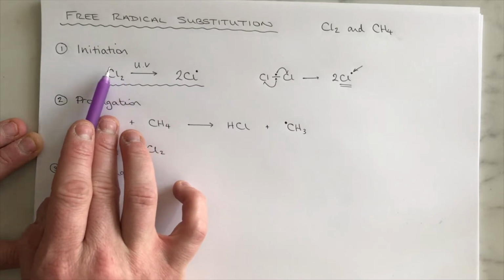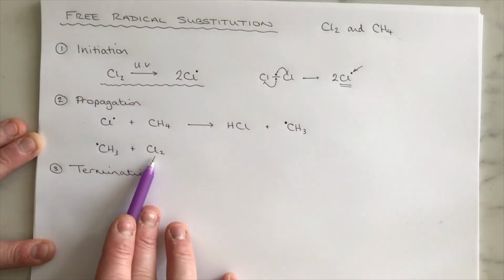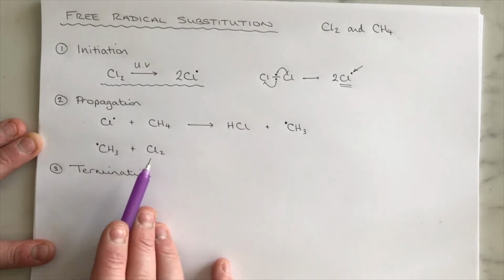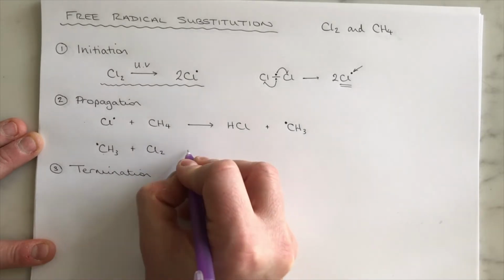But not all of them. Some of these chlorines will have stayed intact. So that is where this comes from, a Cl2 molecule which hasn't been split up. Our methyl radical collides with this, and the methyl radical causes these two chlorines to split up.